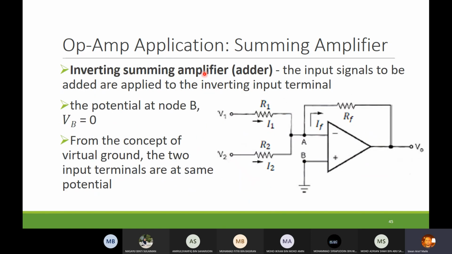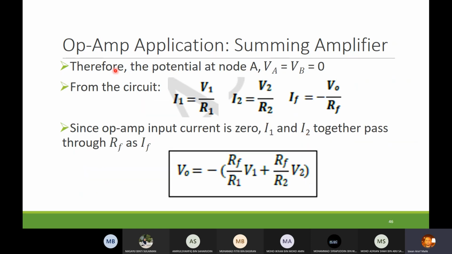Okay, so inverting summing amplifier, adder. The input signals to be added are applied to the inverting input terminal. So kita tengok sini kita ada tambah nilai voltage yang berbeza kepada inverting input. The non-inverting still connected to the ground lah. Okay, sebab ini inverting, so the potential at node B, which is here, VB sama dengan kosong sebab grounded. So from the concept of virtual ground, the two input terminals are at same potential, which is B and A. Therefore, the potential at node A, VA equivalent to VB, which is also equivalent to 0.